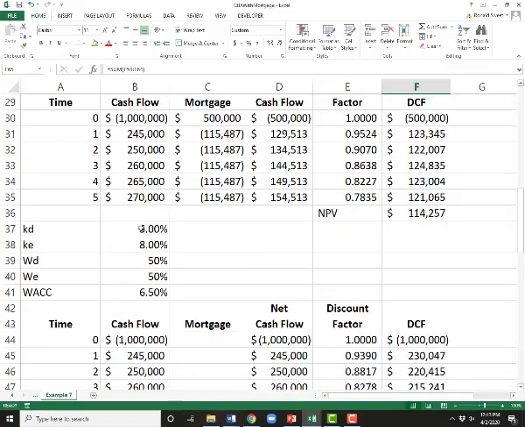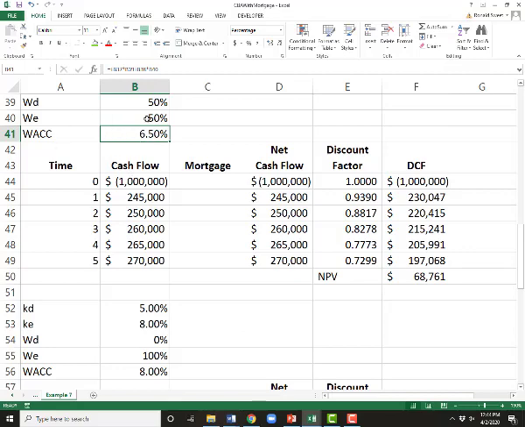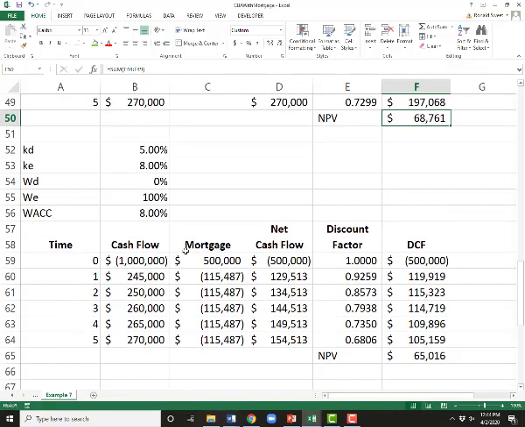So here we're assuming we're using debt in our discount rate. We're just assuming this $1 million is both debt and equity. And in that case, we're using our cost of capital of 6.5%. That reflects 5% cost of debt, 8% cost of equity, with 50% in there. So it gives us a WACC of 6.5%. But we're assuming that we're using debt and equity because it's in our discount rate. So we don't need to set up the mortgage separately. The discount rate itself assumes we're 50% debt, 50% equity. And so when we do that, we get a discounted cash flow of $68,761.